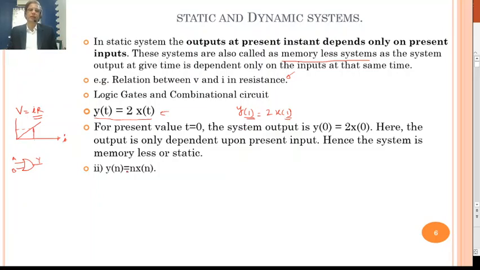The second example is this. If we consider here 1, this present value is at t = 1, then this is n x of 1, meaning that, again here n is 1, it depends only on the present input, and the system is a static system.